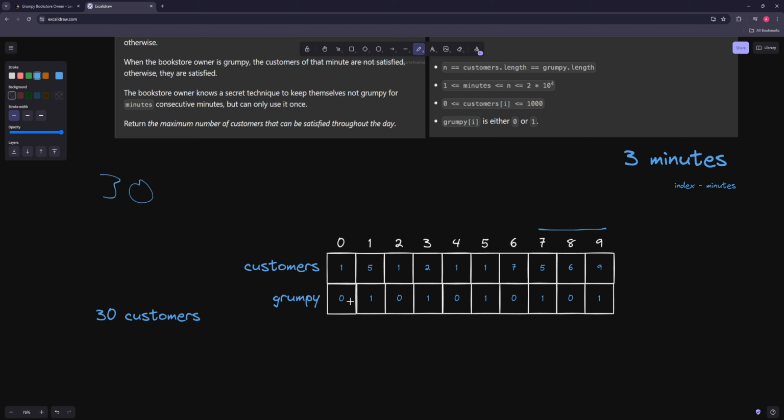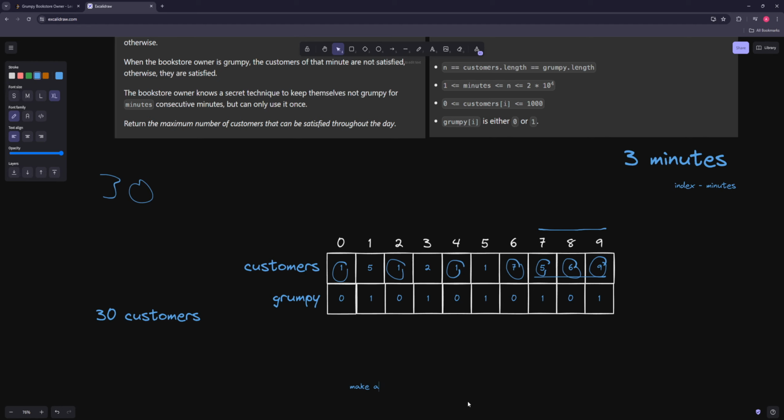So we include every number where they weren't grumpy, plus every number in the window will also be included. So this, and all of these. And that adds up to 30. That's basically all you need to do: you just make a sliding window, and then you add the number if the person, we can write this down.